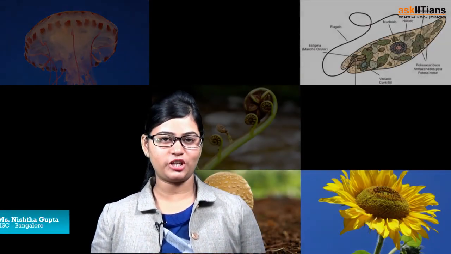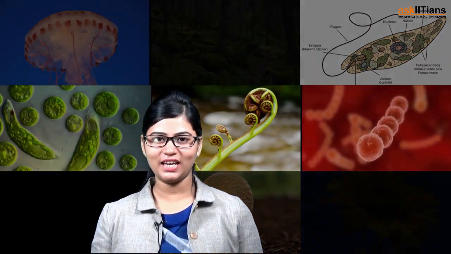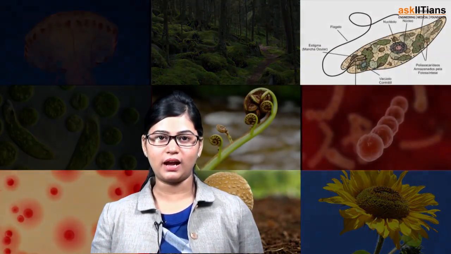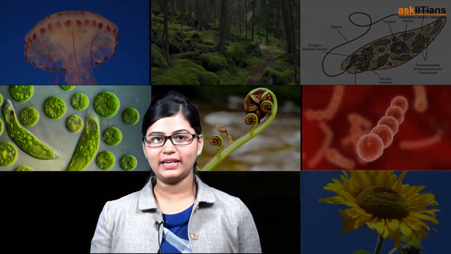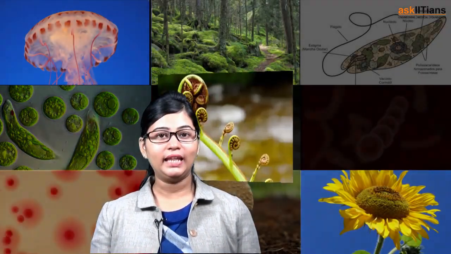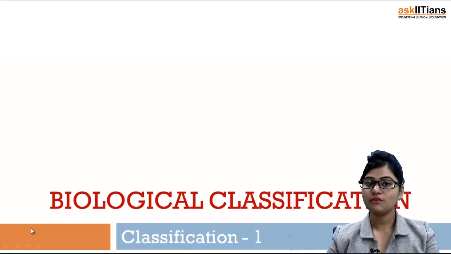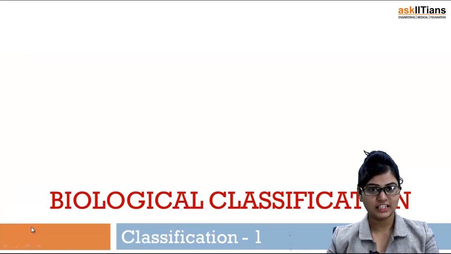Students, welcome to the fifth part of the chapter Biological Classification. This part is divided into two parts, Classification 1 and Classification 2. In this, we will be studying the details about the systems of classification introduced by the scientists. So let's begin with the first part. Biological classification. Now we are going to discuss classification.